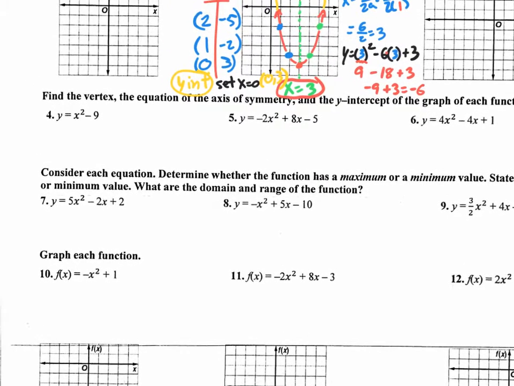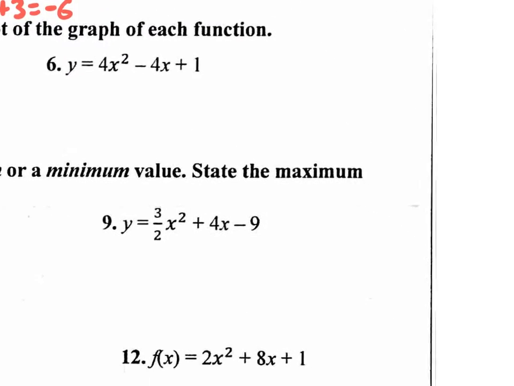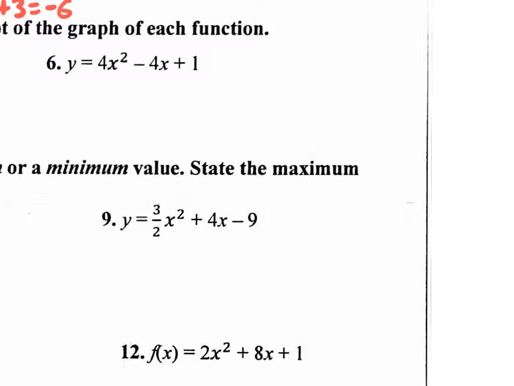Now, the middle portion, 4, 5, and 6, it says, find the vertex, the equation of the axis of symmetry, and the y-intercept. So they want you to find all these details without actually graphing it. So let's go for number 6. How could I find the vertex there?